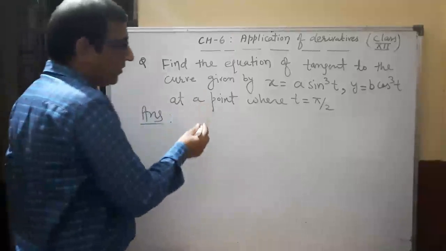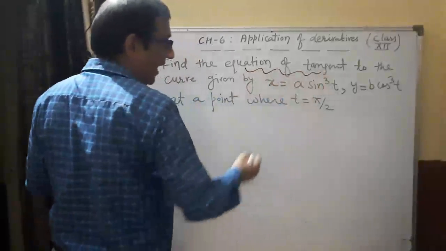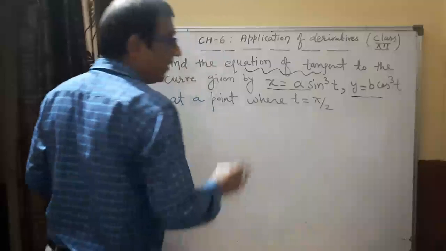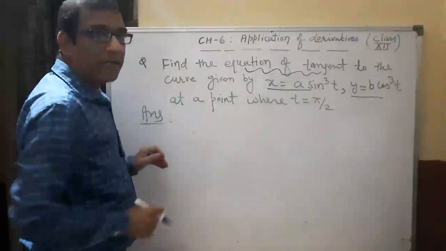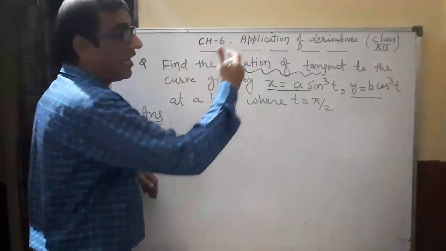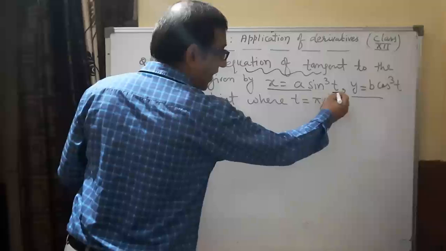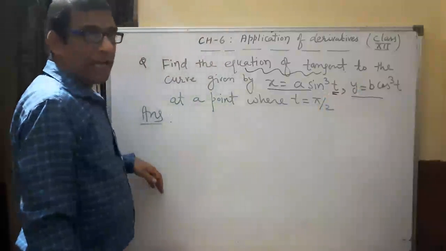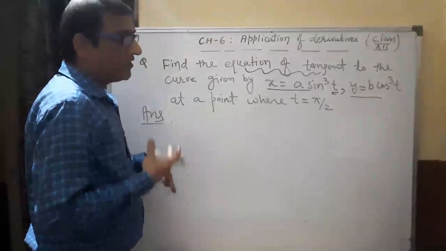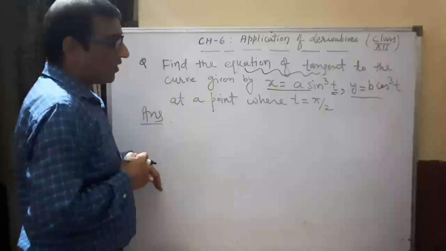As you see in this question, we have to calculate the equation of the tangent, and this time the values of x and y are both given. It means it is related to the parametric form. If the values of x and y are both given in terms of another parameter, that is t, then we can say that type of question is related to the parametric form, and the concept of parametric form is related to our chapter number 5. So how will we solve such a type of problem?